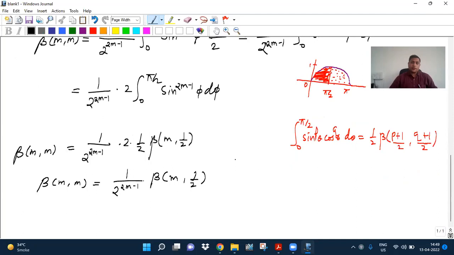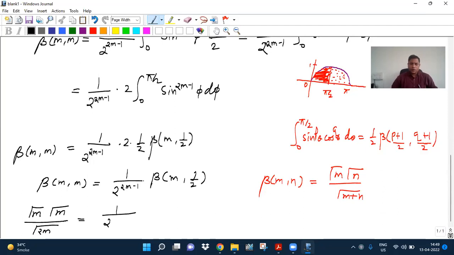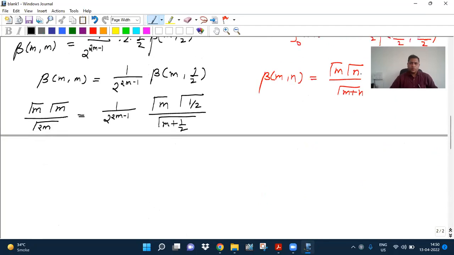Now we know the formula. So what is the formula? Beta of m, n is equal to gamma m gamma n upon gamma m plus n. Is this formula okay? So here we have gamma m, gamma m upon gamma 2m is equal to 1 upon 2 raised to 2m minus 1, into gamma m, gamma half, upon gamma m plus half. Are you getting this term? By using this formula, we are able to get this. So we can cancel one gamma m, so it is gamma m upon gamma of 2m is equal to.